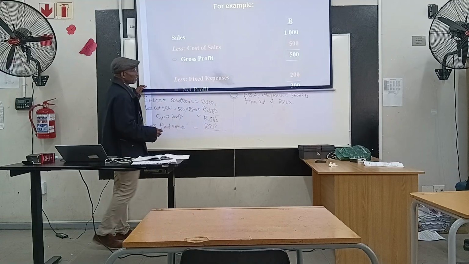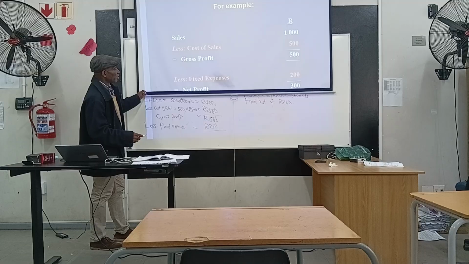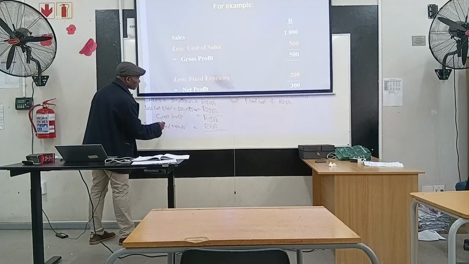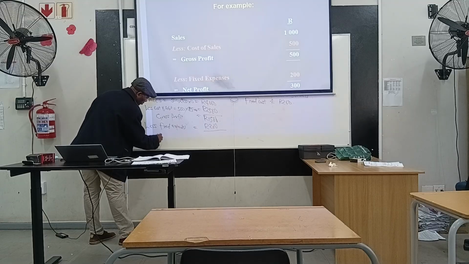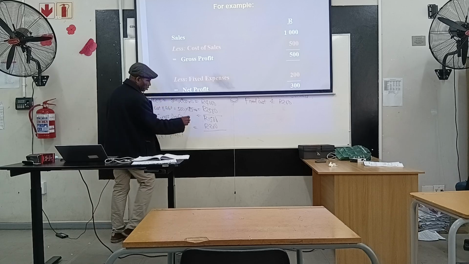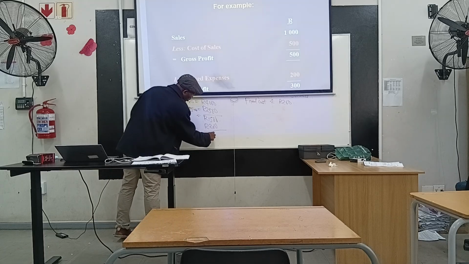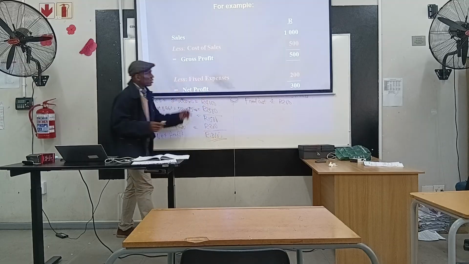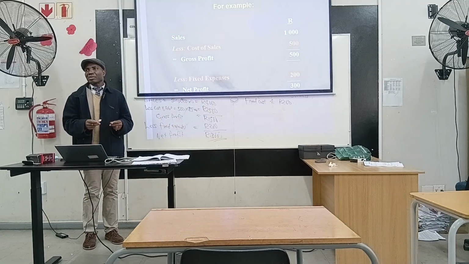Then what we're going to have is a net profit. So this is 1,300. So this is what we are talking about. Is it clear?